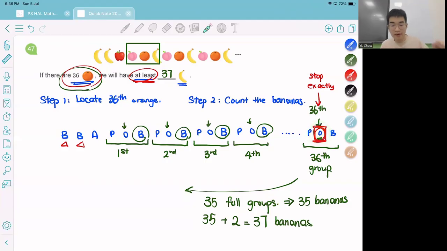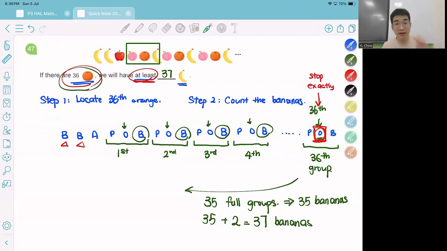Okay? Now, a common question: do I need to include this banana? No, I don't need to. When I say at least, the moment I reach here, I should stop to ensure that the number of fruits I use is the minimum. The moment I reach the exact 36th orange, I should stop here to ensure that everything in front is enough. I only use everything in front to ensure I have the minimum number of fruits. Of course, if the question asks at most, you should keep going until you reach the next orange. But if it's at least, stopping here is enough.